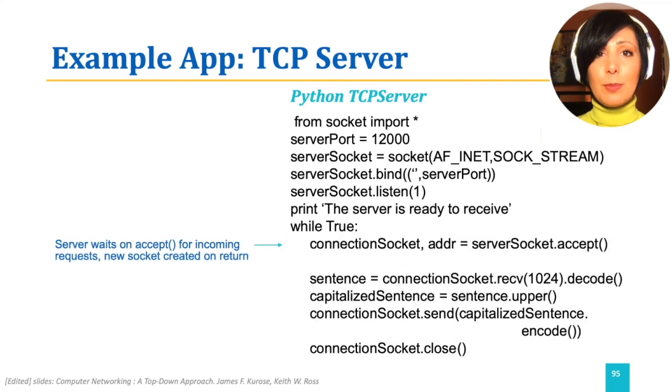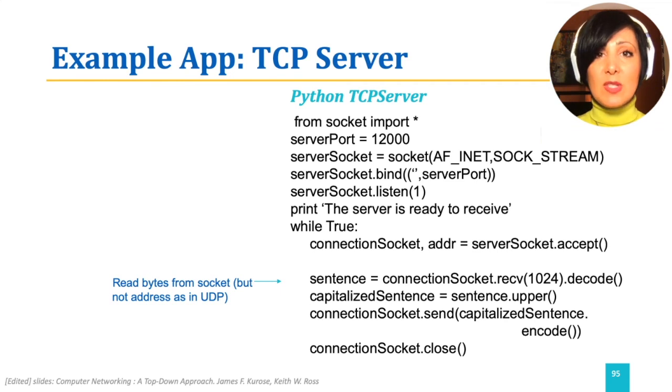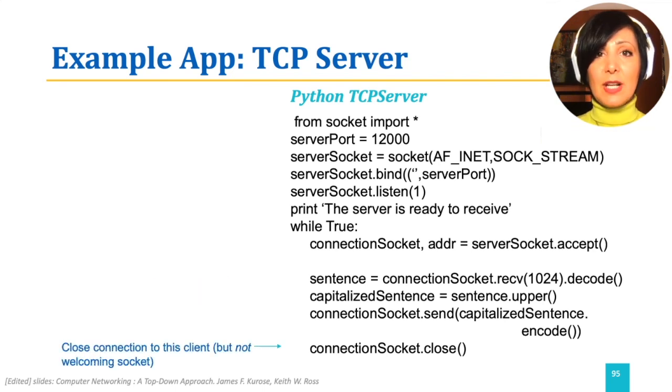Within an infinite loop, incoming connections are accepted on the known server socket, and connections to the clients are created in a new connection socket. In this new connection socket, byte streams are received from and sent to the client without the need to add addresses due to the connection establishment. And the connection socket to the client is closed at the end of the communication with each client, while the listening on the server port for new incoming connections still continues.